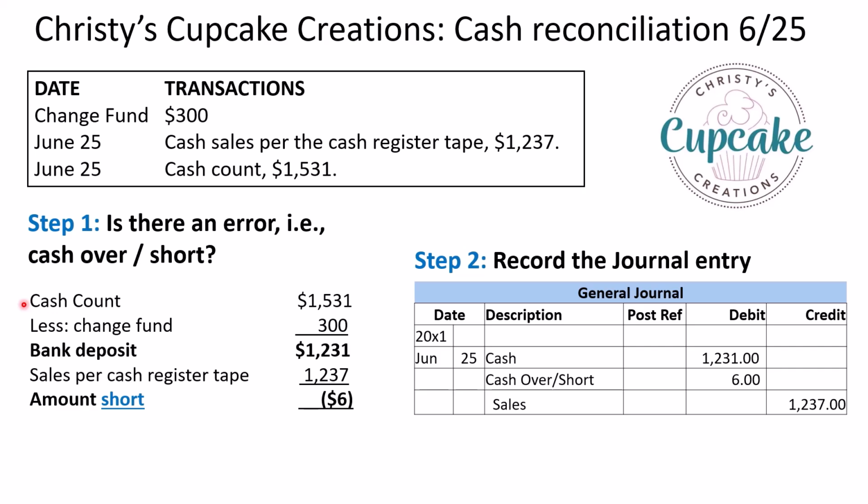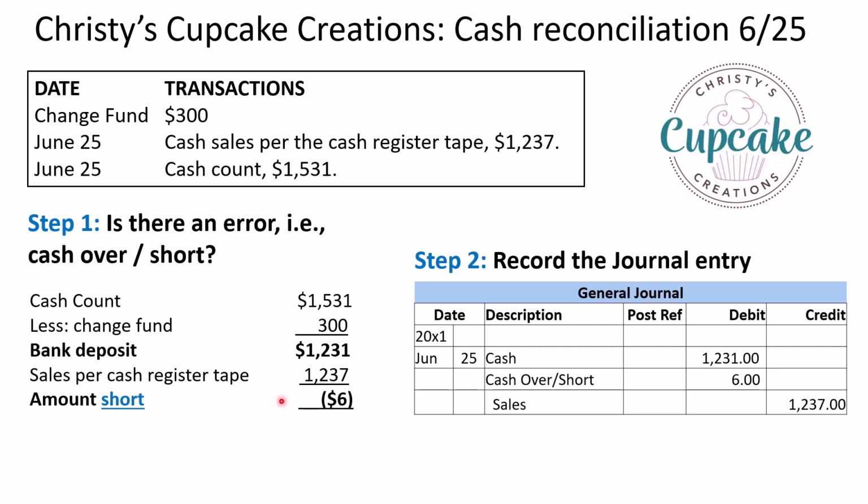Now, in our example for June 25th, that leaves us with $1,231 that the business is going to deposit in the bank account. Now we're going to compare what the business is going to deposit of $1,231 with the sales of the day of $1,237, and we find that the deposit is less than the sales by $6. In other words, we have less cash than we should have had. So what do we do now? How do we record our general journal entry?